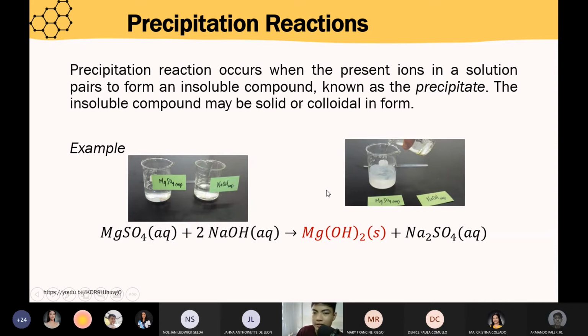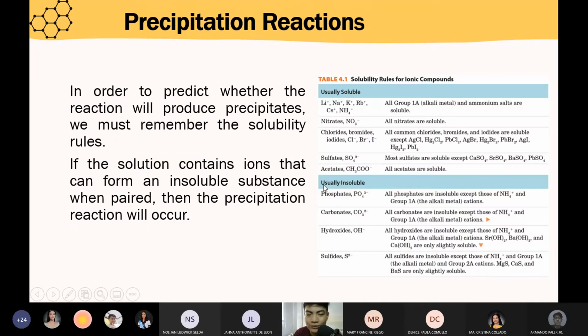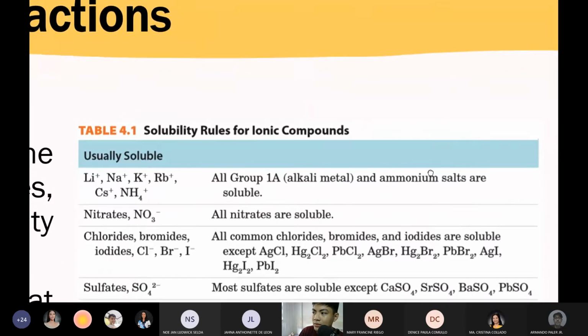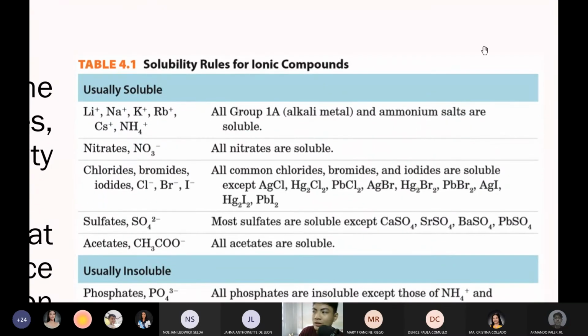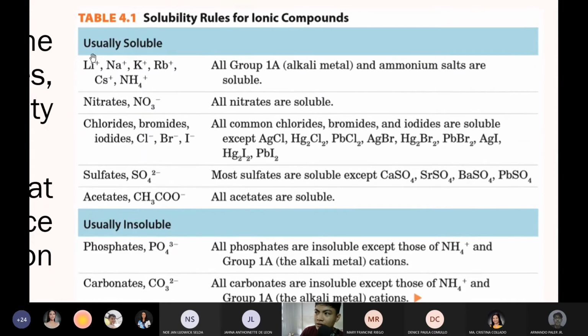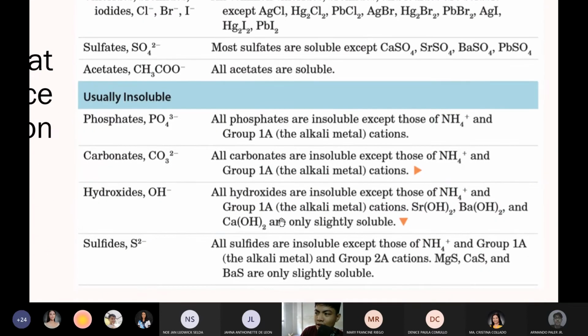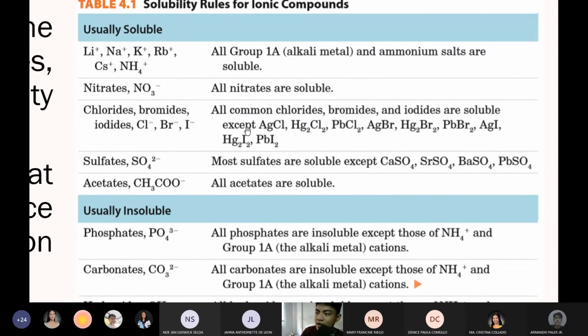Okay? So, yun. Ito yung tanong. Paano mo malalaman kung precipitate yan or not? So, in order for you to know if it is a precipitate or not, you have to use the solubility rules. So, the solubility rules is a table wherein makikita mo kung ano yung mga precipitates na pwedeng mabuo. The solubility rules are separated into two portions. You have the usually soluble ions and the usually insoluble ions. However, for each ion, there are some exceptions.